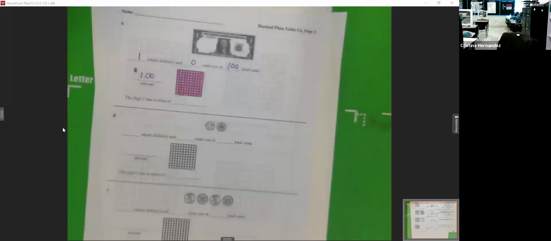Okay, so we just write in the top one hole and 0 cents, right? Out of 100. And so if we're going to write this in expanded form, what would we write here? What, one times what? Show us $1. Like one times one, right?